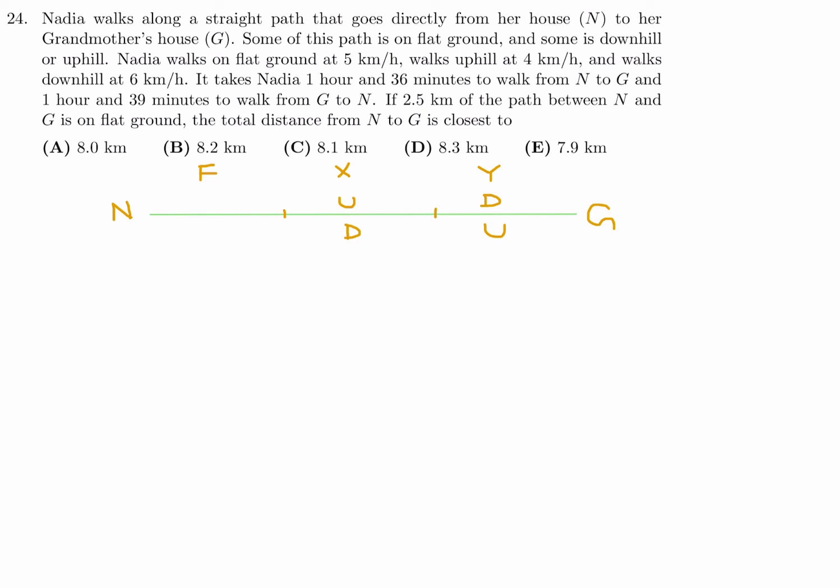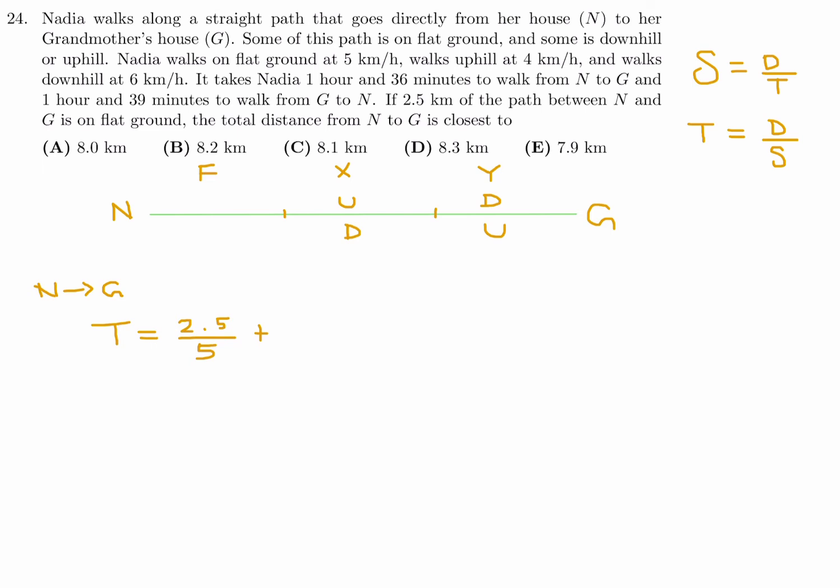Throughout this question we're going to use the formula speed is equal to distance over time, or any variation of it, such as time is equal to distance over speed. So let's look at the first scenario, which is going from Nadia's house to the grandma's house, N to G. Time there will be as follows using this formula. First, it's the distance on the flat land, which is 2.5 according to the question, divided by the speed on the flat land, which is 5.